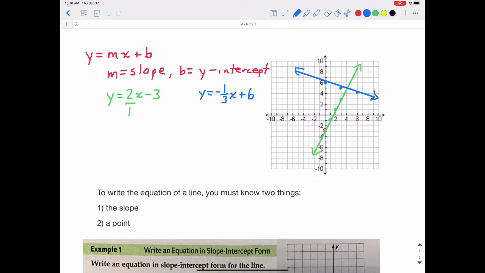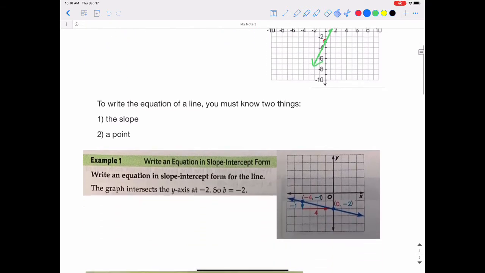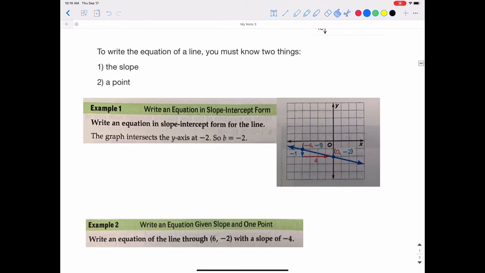Okay, so that's what you did in Algebra 1. That is not what we're doing today. What we are doing today is that we are writing the equation of a line, so you will be given information about the line, and then you will write its equation. So it seems like it's working backwards from what we just did. So the two things you need to know to write the equation of a line: you must know the slope of the line, and you must also know a point. That point does not necessarily have to be the y-intercept. If they give you a random point, there's a way to figure it out.